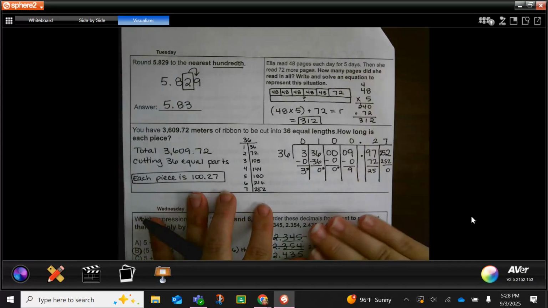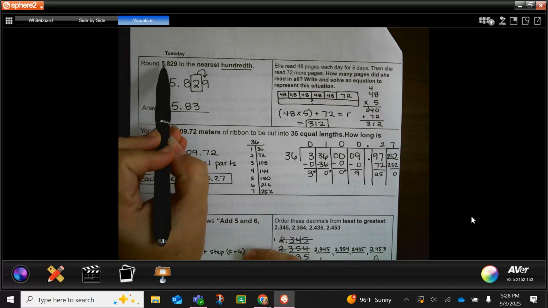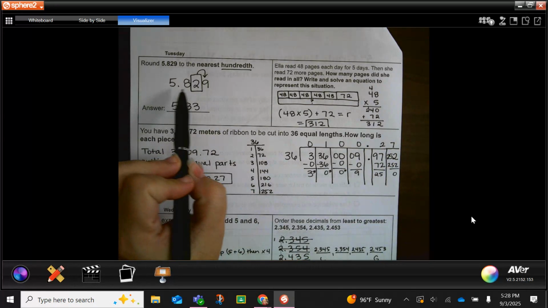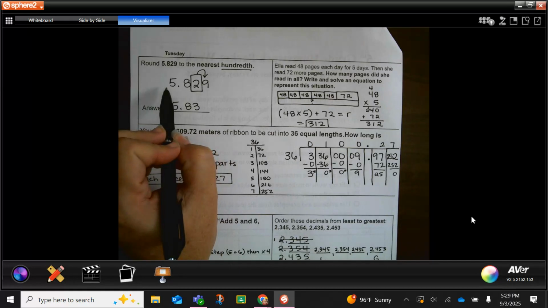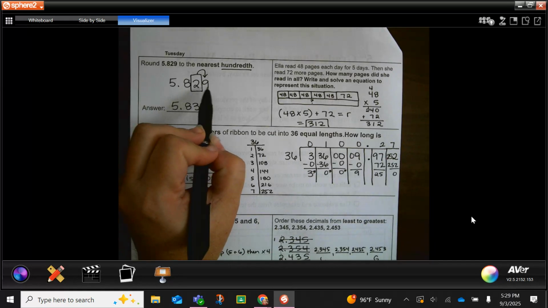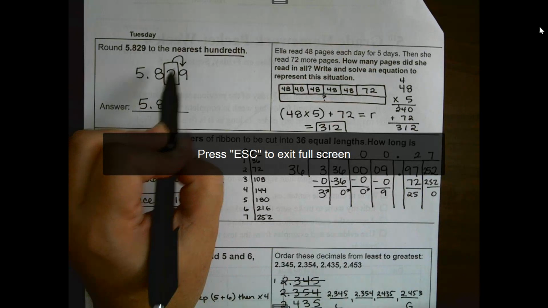Alright, so here is Tuesday. On Tuesday you had to round 5.829 to the nearest hundredth. So if I'm rounding to the nearest hundredth, I'm going to box my hundredths place. So here's my ones, my tenths, my hundredths, and my thousandths. And that hundredths spot, we're going to box that, and then we're going to go next door.